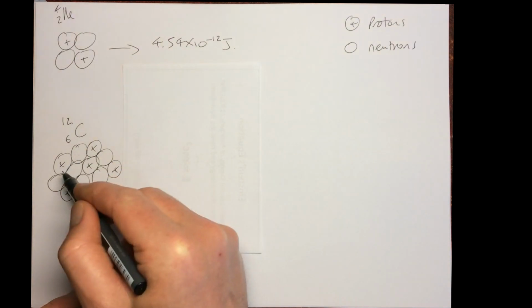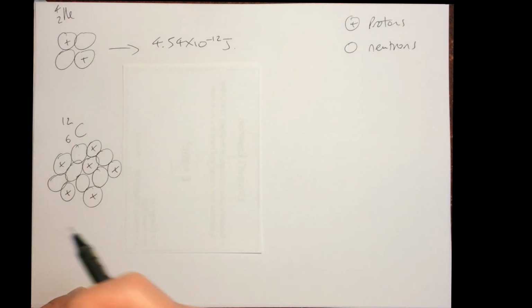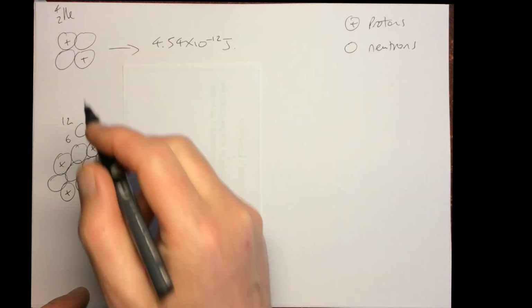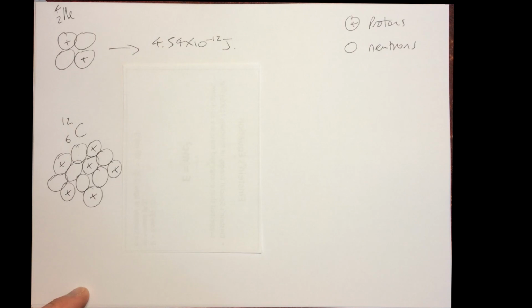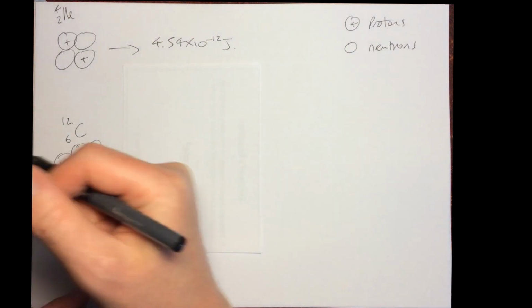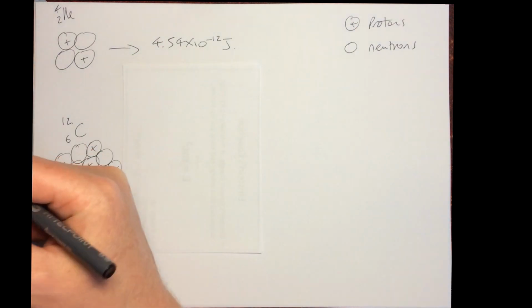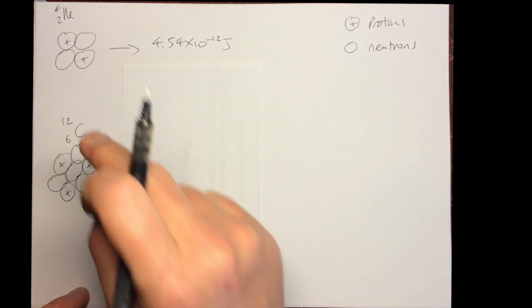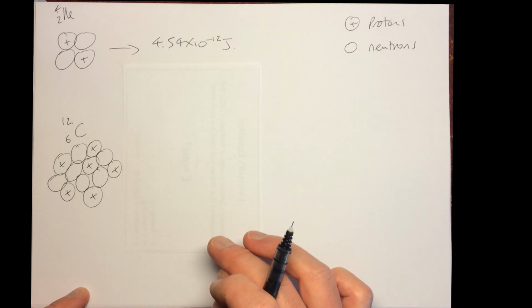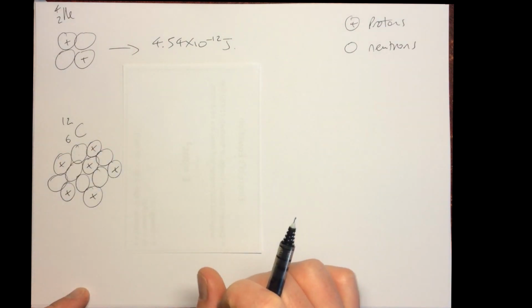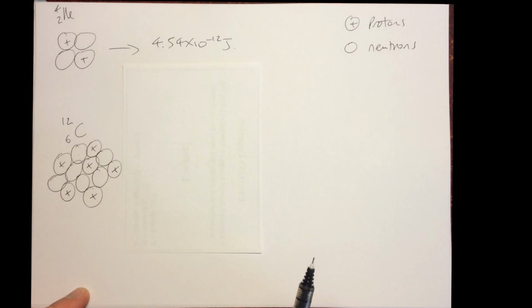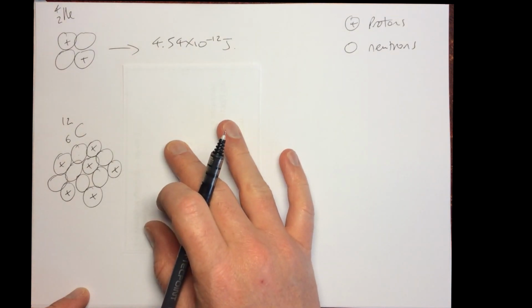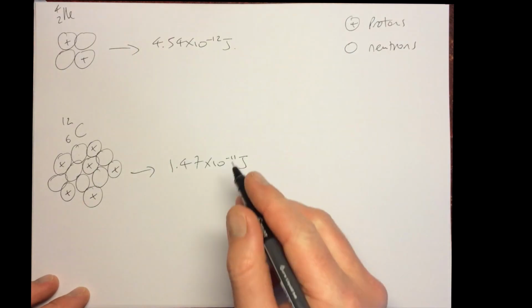So if you think about it, you've got 12 nucleons here rather than 4. The total energy required to pull out those 12 is going to be more than the total energy required to pull out 4. So I'm going to pull out my proton, then a neutron, then a neutron, then another proton. I'm going to pull out all 12 of those nucleons. It's going to take more energy than to pull out 4 nucleons from helium-4. So to break this nucleus up is going to require more energy than to break up the helium nucleus. So it figures that carbon-12 would have a larger binding energy, and indeed it does, 1.47 times 10 to the minus 11.